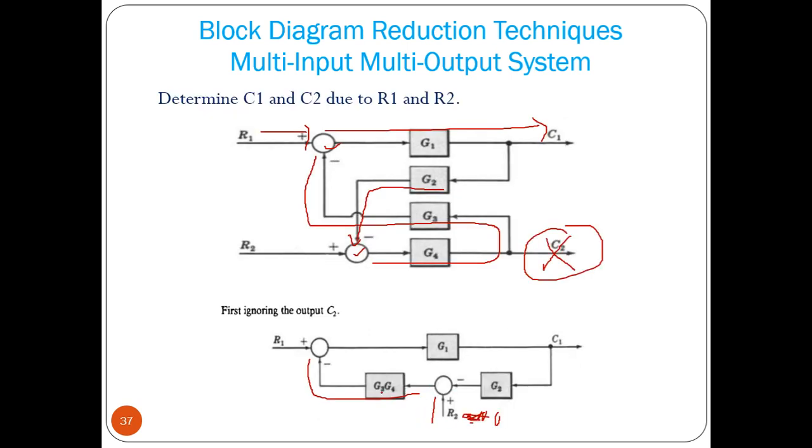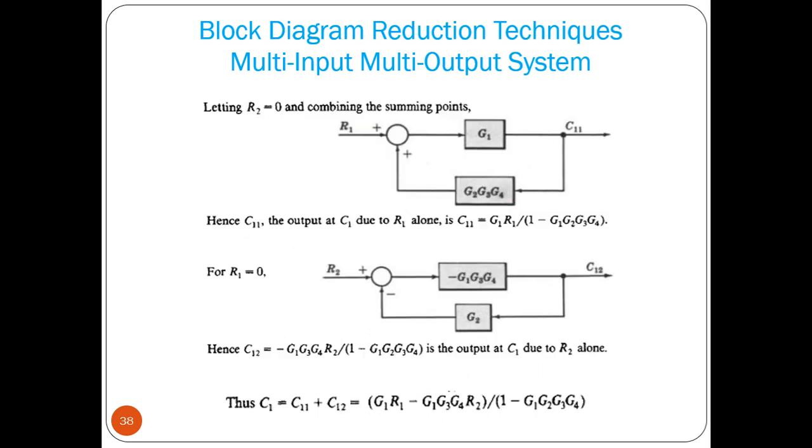So if we put R2 equal to 0, these two come in series. Okay, then negative feedback. So we can write the transfer function. So here we can write C11, that is the output at C1 due to R1 alone, that is G1 divided by 1 minus this factor. We have positive feedback, that's why minus, and into R1. This is output. Okay, this is transfer function. So this factor is the transfer function into R1.